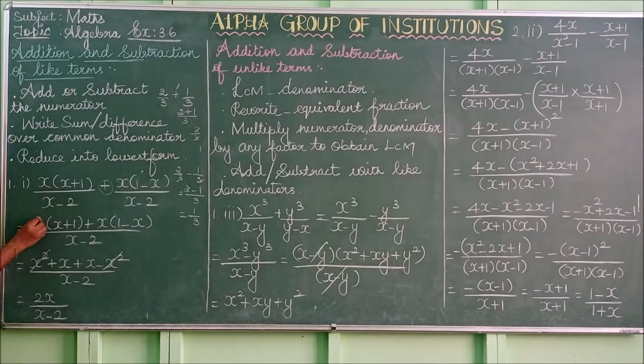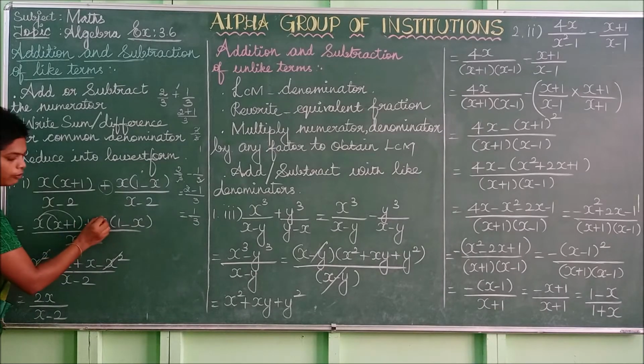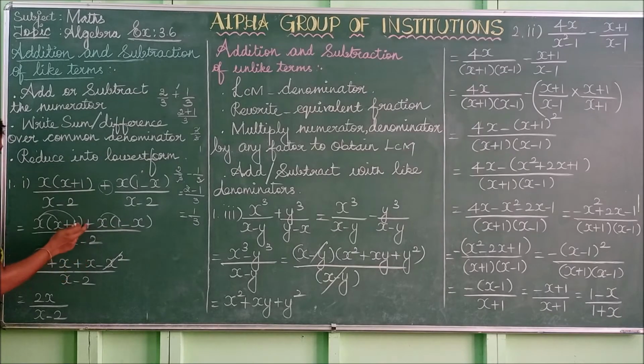Now multiply these values. X into x is x squared. X into 1 is plus x. Your sign is plus, so you put the plus sign. Then in the center, this is also plus, so you multiply these values: x into 1, which is x. Here also a plus sign. Then x into minus x is minus x squared. Then in the denominator, the value is x minus 2.